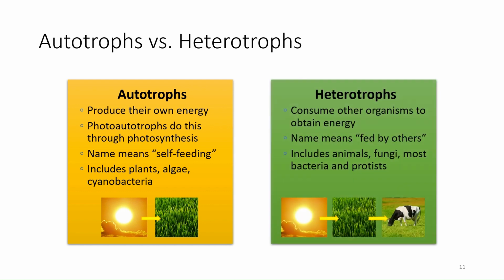On the other hand, we have heterotrophs, and heterotrophs cannot obtain their own carbon by using the sun. They have to consume other organic carbon, and hetero means other, and this allows them to assimilate matter and produce energy. And this would include animals, fungi, and most bacteria and protists.